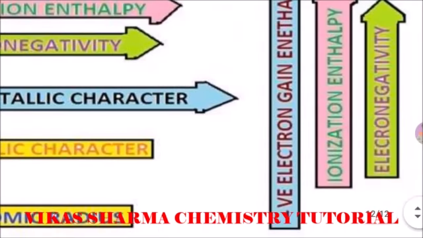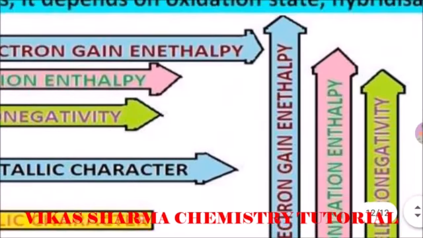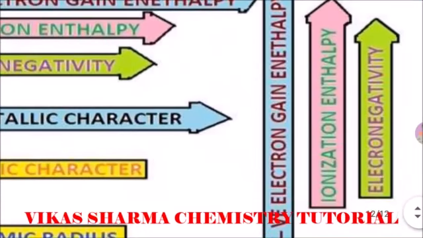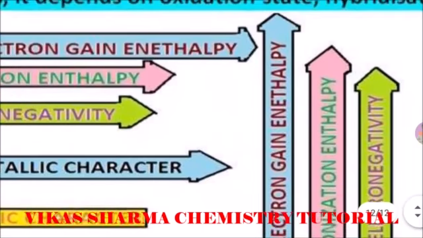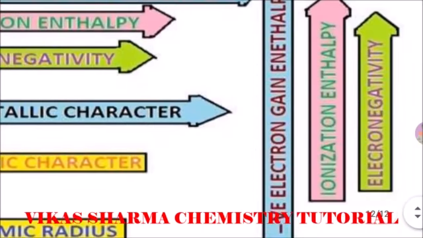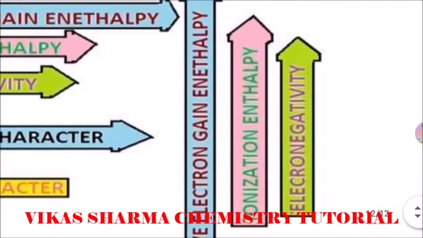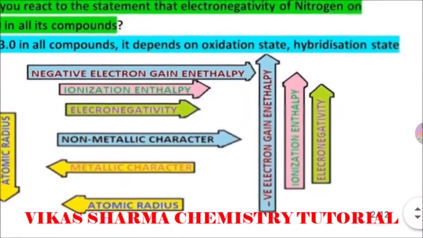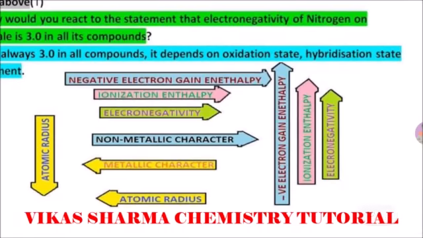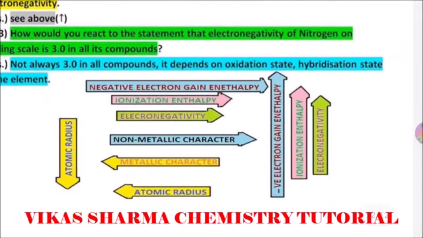Negative electron gain enthalpy, when we see it in a group, is higher at the top and lowest at the bottom. For ionization enthalpy, the first member of a group has higher ionization enthalpy, but when we move down, the ionization enthalpy is lower. For electronegativity, the first member of the group has the highest and the last member of the group has the lowest. So you can easily understand the various trends shown by the periodic table.